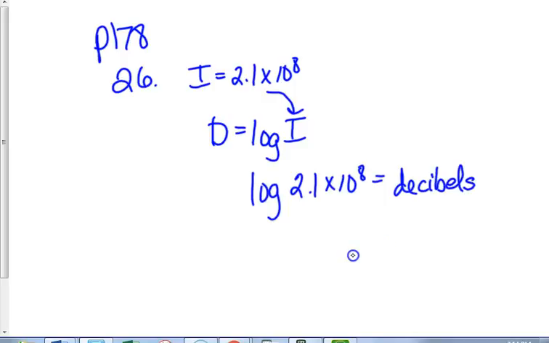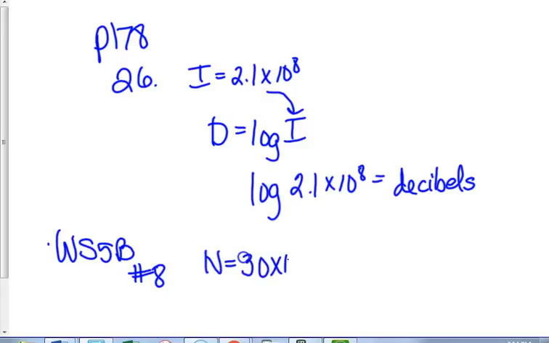Number 8 on the worksheet. I don't have a picture of it for some reason. It's worksheet 5, side B, number 8. Tell me, how long are they saving for retirement? So making monthly payments, right? And the interest that they're hoping to earn?